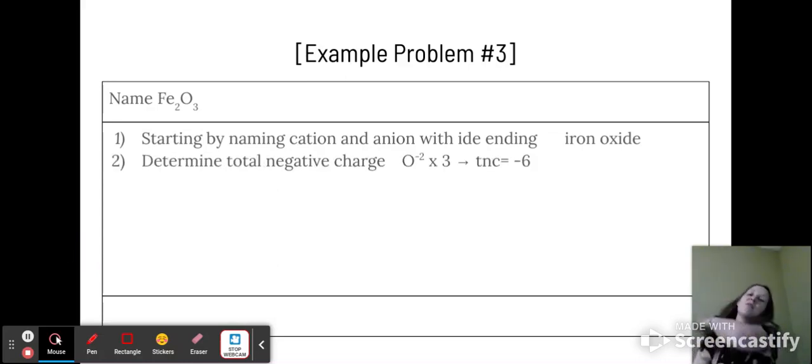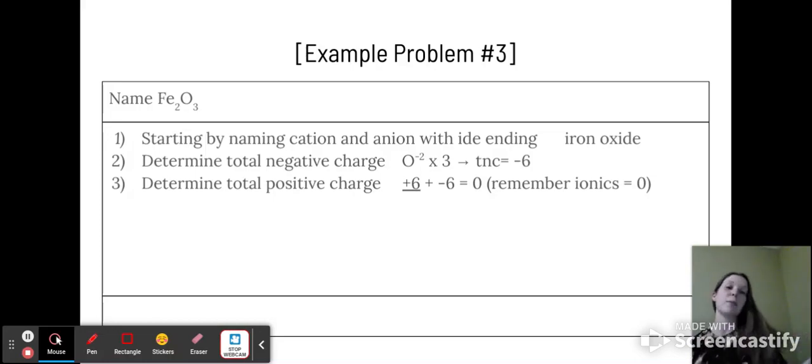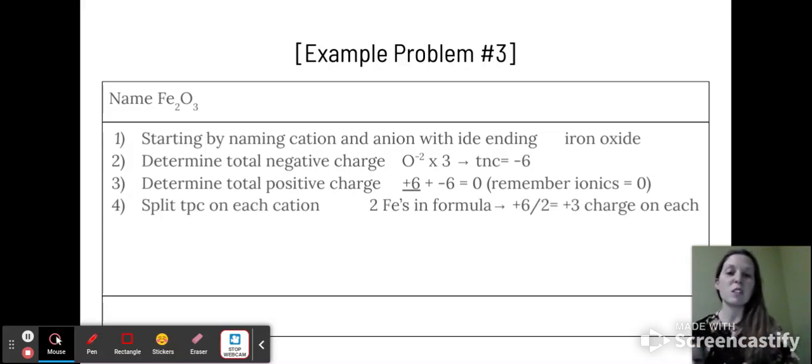You determine the total negative charge. So oxygen, we know, has a -2 charge, but there are 3 of them. So my total negative charge is -6, which means my total positive charge has to be +6. Remember, ionic compounds have a net charge of 0. Since it's +6, we have to split that charge onto each cation.